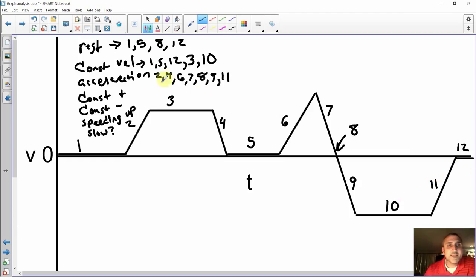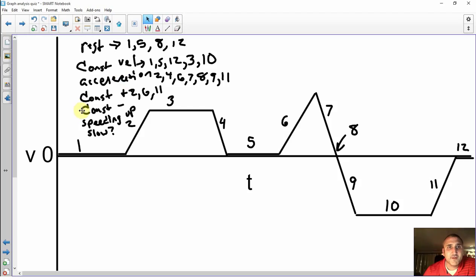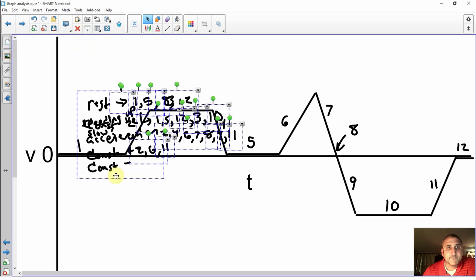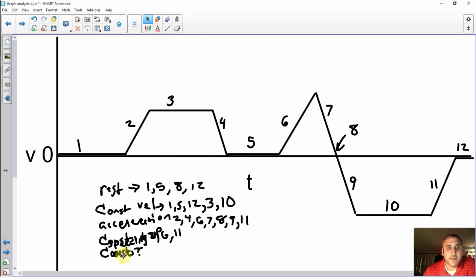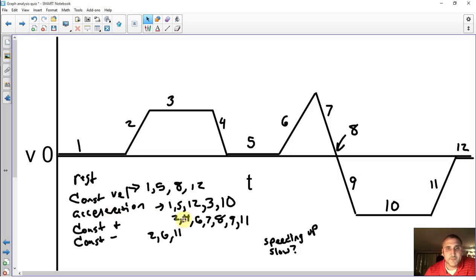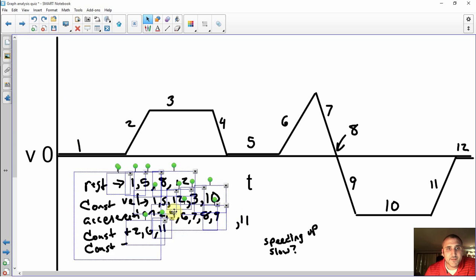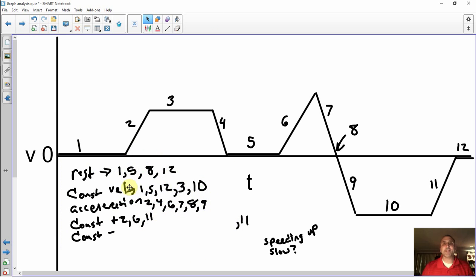Next thing, constant positive velocity. Well, that's where the slope is up. So that's pretty easy. Anywhere there's a positive slope, you have constant positive acceleration. So 2, 6, and 11. Constant negative, I'm actually going to take all of this and move it down because I'm getting kind of claustrophobic there. So there. So our constant negative velocity, oh boy, I broke the smartboard. There we go. Constant negative velocity is anywhere that we have a slope that's negative.